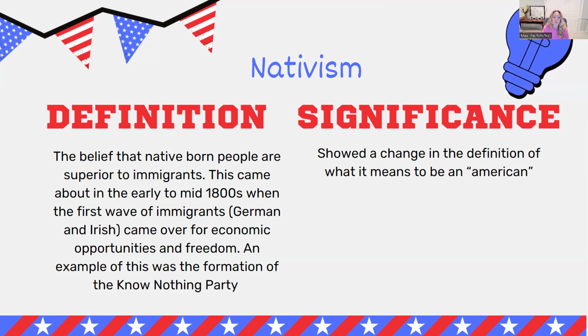An example of nativism is the formation of the Know Nothing Party, or the American Party, that discriminated against immigrants and would attack their places of residence and places of work and try to just shove them out of society. This showed a change in the definition of what it means to be a quote unquote American. Being confronted with people that are different from us helped redefine what we, current Americans in this time period, define as who's American, what is American, and what's not.